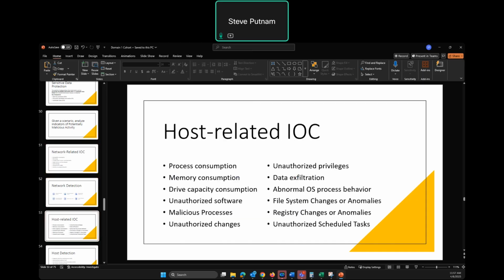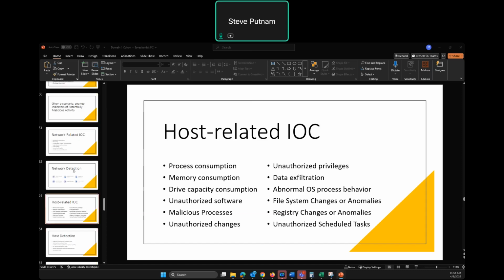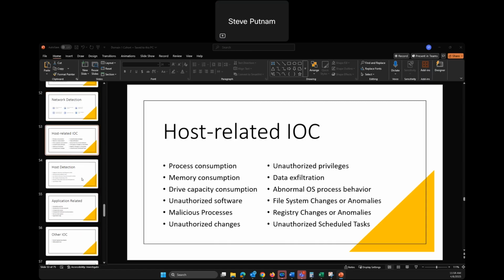So let's look at some of the host-related IOCs, indicators of compromise. When you're at the host level, what can you look for? You can read this list here: process consumption, memory consumption, we talked about a lot of this. Unauthorized software, malicious processes, unauthorized changes, et cetera. Data exfil. All of these will be indicators of compromise, something not going right. Very similar to network detection, but with different tools.